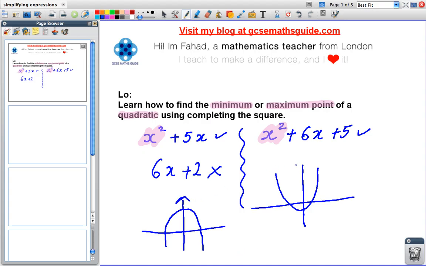So what are the maximum points and the minimum points? If you look at the actual graph, there are two important points that we need to know, right at the top here and right at the bottom here. The point which is right at the top, I think you've probably guessed it now, is called the maximum, and the point which is right at the bottom is called the minimum.